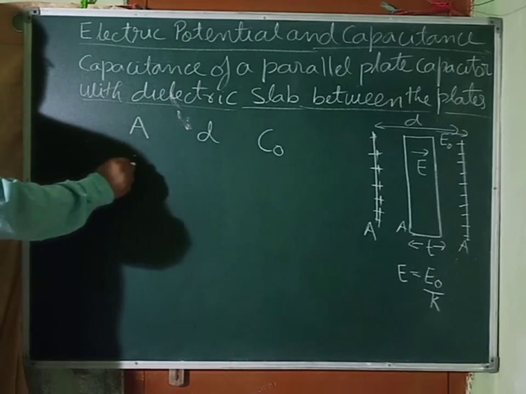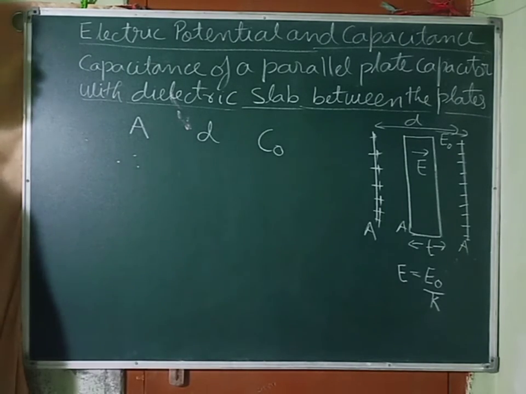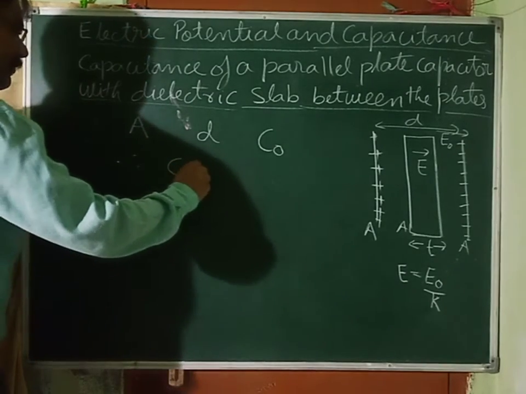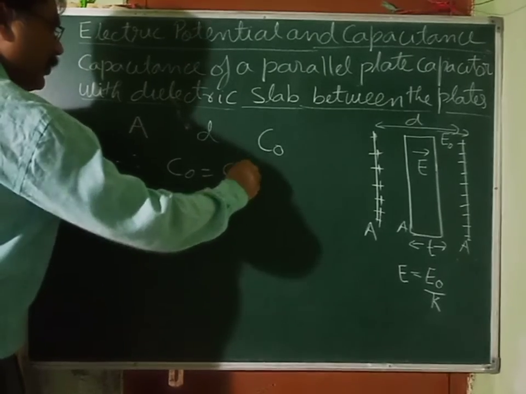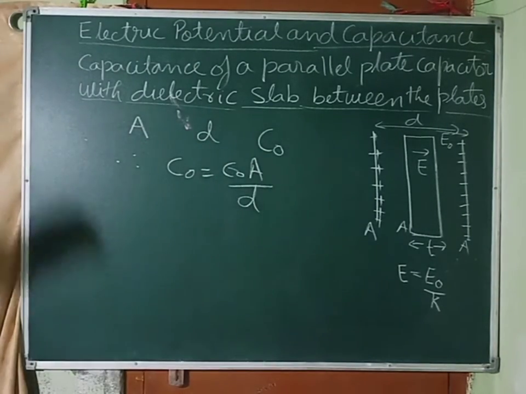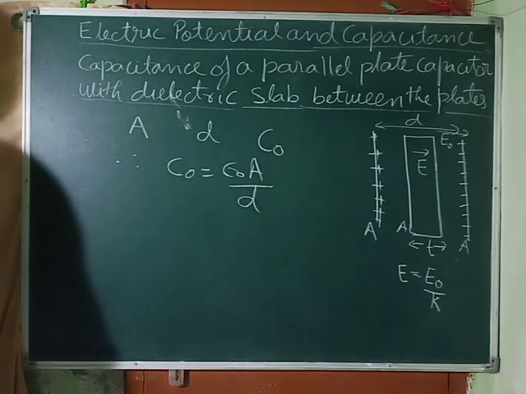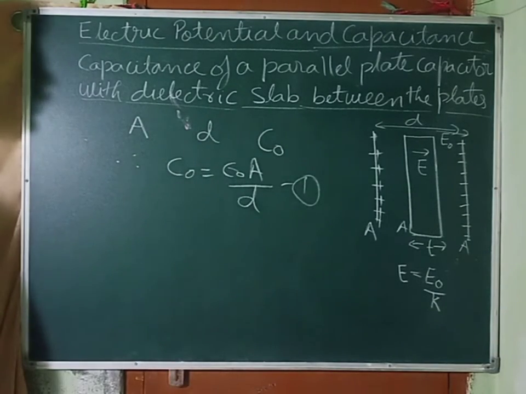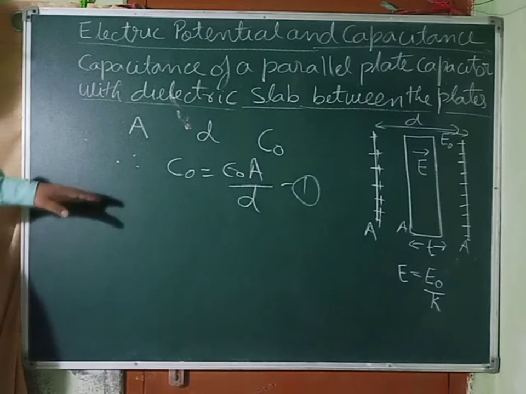Therefore, what can we write now? See, area is A, separation is D, and capacitance is C naught. So we know very well C naught will be epsilon naught A by D. That will be the capacitance of the capacitor. C naught is equal to epsilon naught A by D. Let us mark this equation number 1. Written?